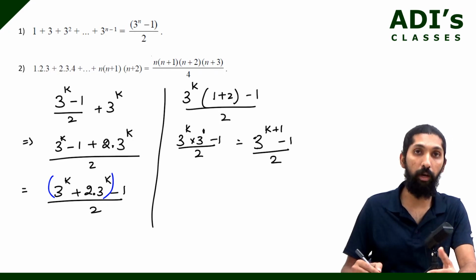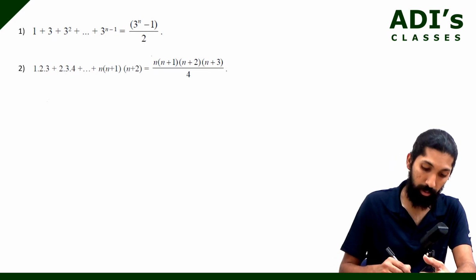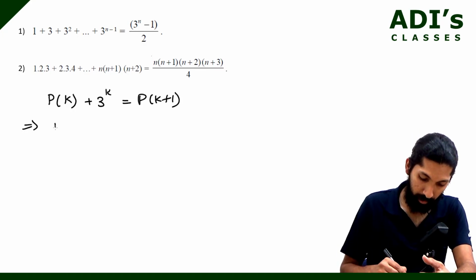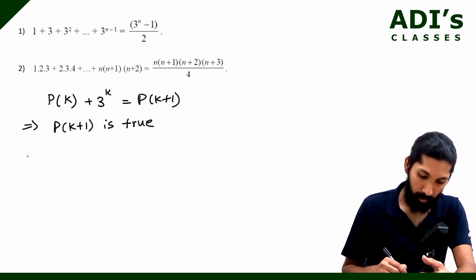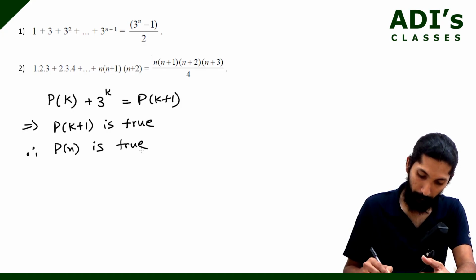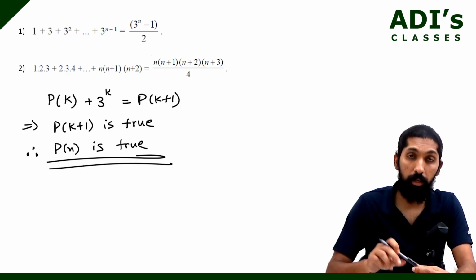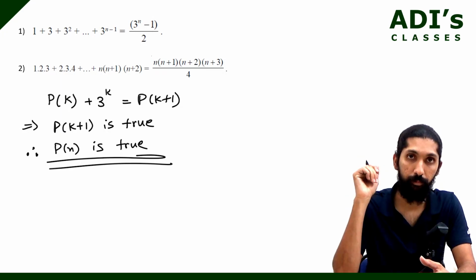Don't you think this is the value of P of k plus 1? So, what did we prove now? The final conclusion part you have to write. For the conclusion, P of k plus 3 to the power of k is equal to P of k plus 1. We just proved it. This implies P of k plus 1 is true. Therefore, P of n is true. This tells us that the formula we have for P of n is true.